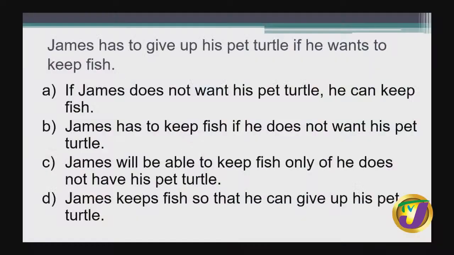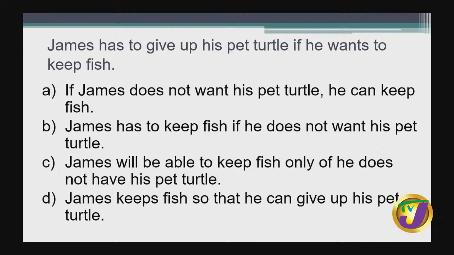James has to give up his pet turtle if he wants to keep fish. All right, so keep that in mind. He has to give up his turtle if he wants to keep fish. So A says, if James does not want his pet turtle, he can keep fish. All right. B says, James has to keep fish if he does not want his pet turtle. Interesting. C says, James will be able to keep fish only if he does not have his pet turtle. Interesting. And D says, James keeps fish so that he can give up his pet turtle.